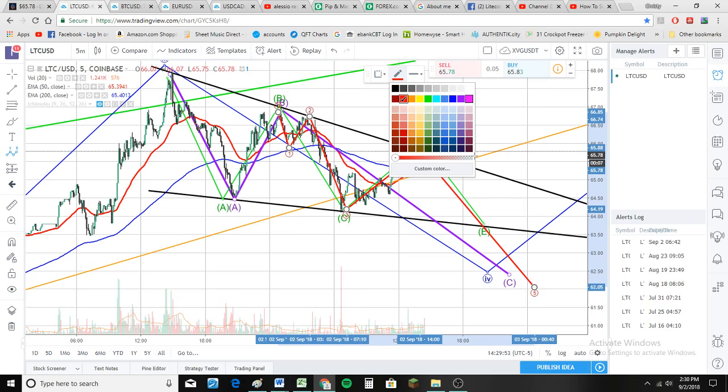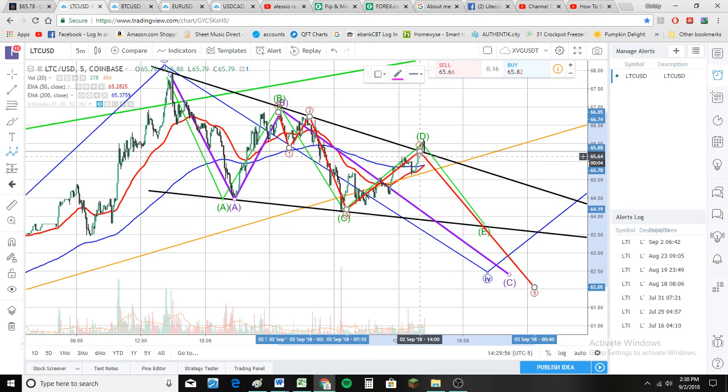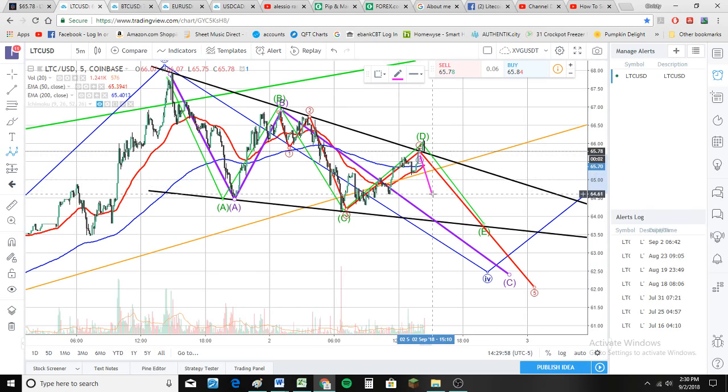Let's do pink here, see if that works. What you're going to see is this come down at 1. It'll come back probably to retest this trend line right here, and that's your 2, and it'll come down here to 3. And that finishes our E.